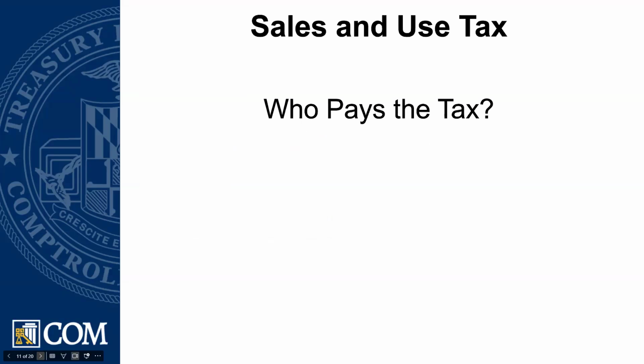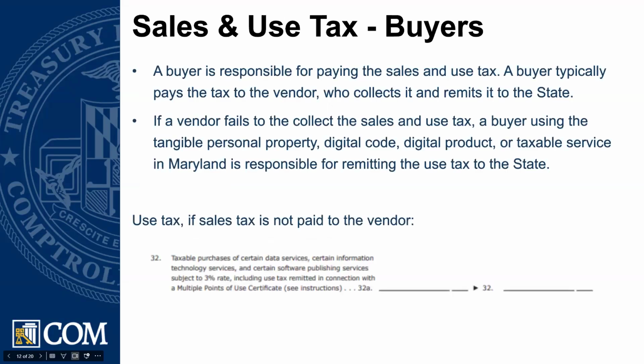Who pays the tax? A buyer is responsible for paying the sales and use tax. This is a tax imposed on the buyer. The buyer typically pays the tax to the vendor, who has an obligation to collect it and remit it to the state. So this is what we talk about when we talk about the vendor being a trustee of this money. It's paid by the buyer and collected and remitted to the state by the vendor.